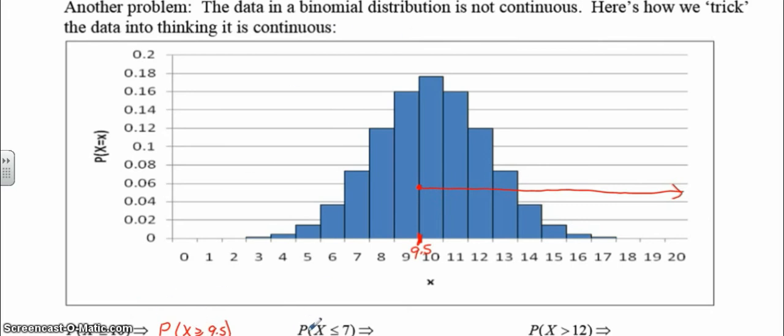If you're looking at the probability of being less than or equal to 7, we want to include the 7 bar because it's less than or equal to 7. And right here in between is 7.5. So if you wanted the probability of being less than or equal to 7, what you would do is actually find the probability of being less than or equal to 7.5.